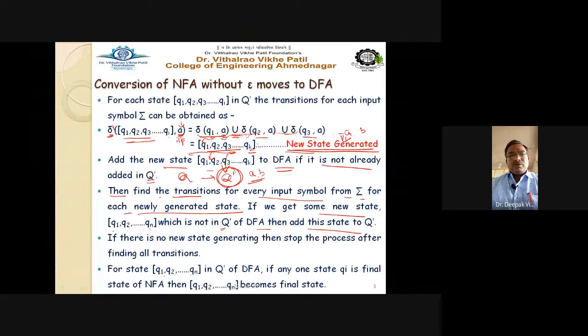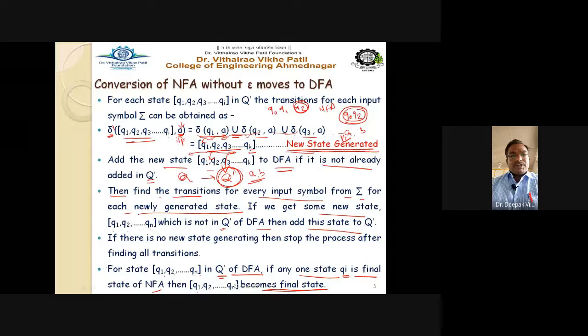For state q1 q2 dot dot dot up to qn in q dash of the DFA, if any one state qi is a final state of the NFA, then q1 q2 dot dot qn becomes the final state. So it may happen that, for example, q0 q1 q2 are the states, and q2 is the final state in case of the original or given NFA, and suppose a new state is generated like this, q0 q2. Mark this q0 q2 as a final state also.